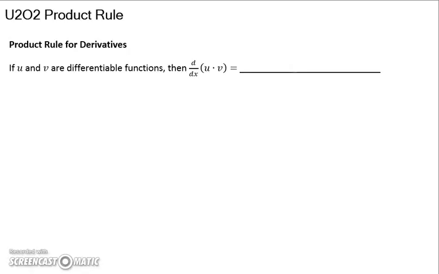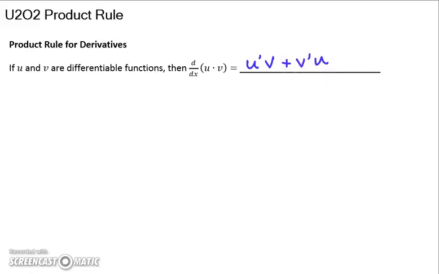Alright, in this video we're going to talk about Unit 2, Objective 2, the product rule. So this is the second big derivative rule that we're going to get. What this one says is if u and v are differentiable functions, then the derivative with respect to x of u times v is going to be u prime, so the derivative of u, times v, plus v prime, or the derivative of v, times u.